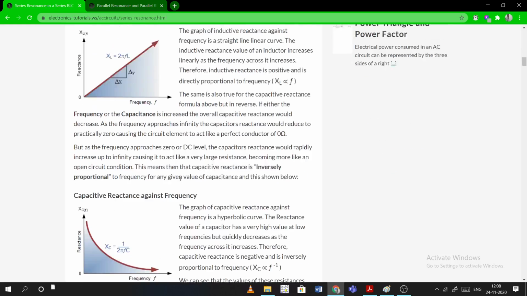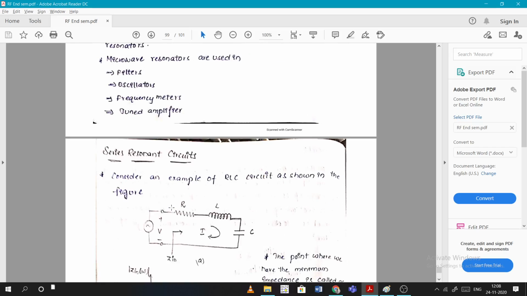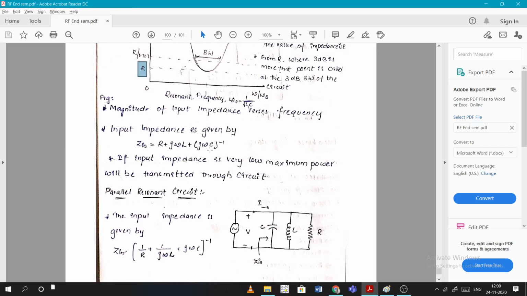To find the frequency value at that point, we know that XC is equal to XL. Substituting the formulas, omega L is equal to 1 by omega C, where omega is 2 pi F. Substituting omega in terms of 2 pi F, the frequency we get is root over 1 by 4 pi square LC. Taking 4 pi square outside, that means 1 by 2 pi root LC. That is in terms of frequency. In angular frequency, 2 pi fr is equal to 1 by root LC, and 2 pi fr is omega, so omega is equal to 1 by root LC. So the resonating frequency for a series RLC series resonant circuit is 1 by root LC. So input impedance is also given.